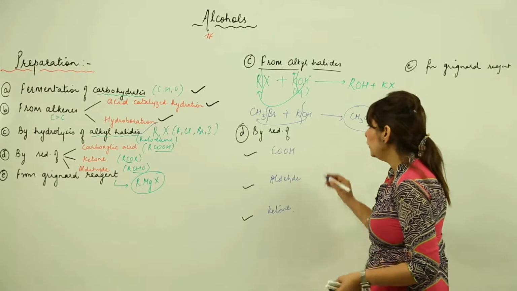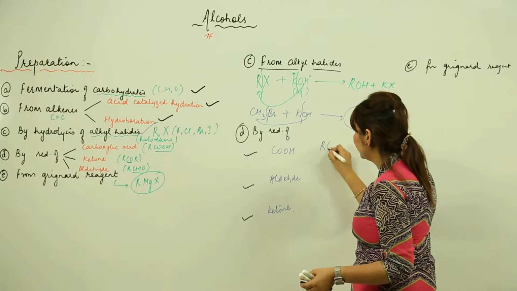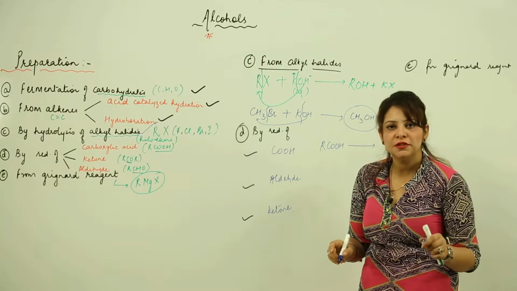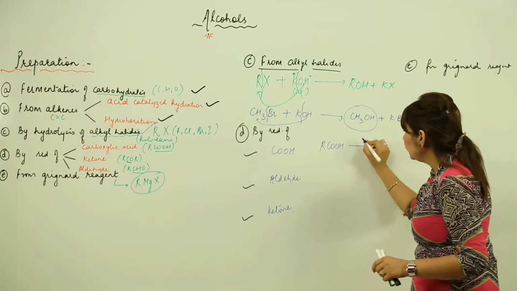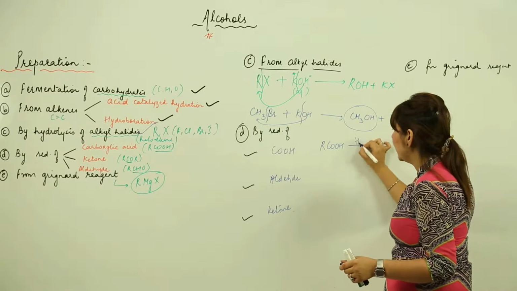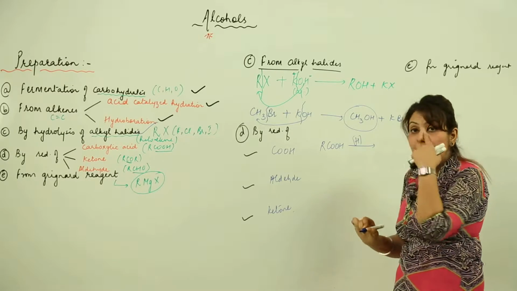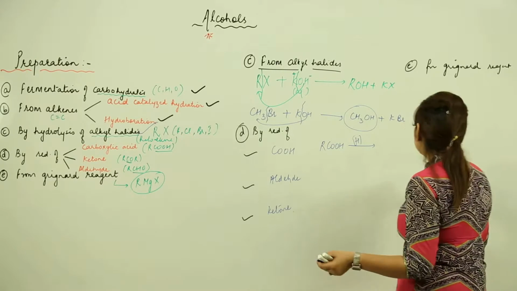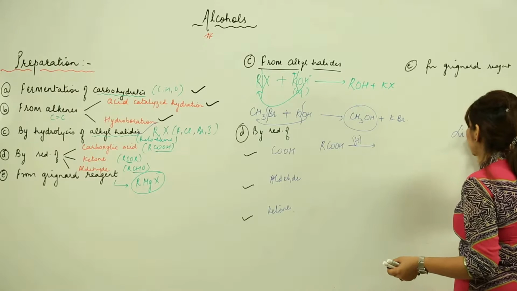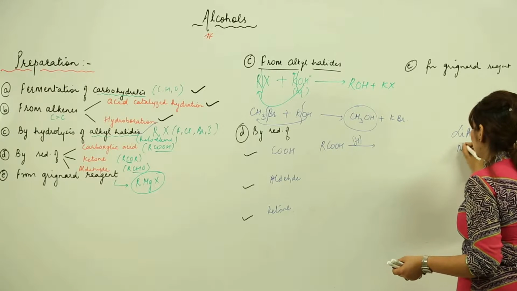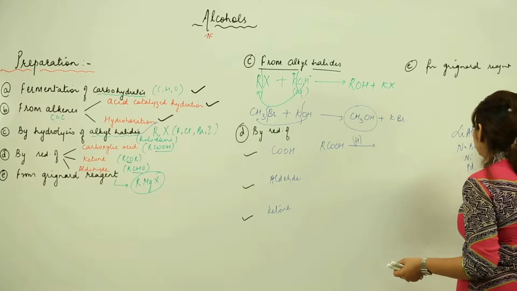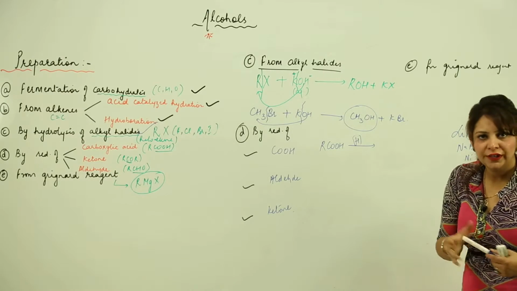So just look at the board. Suppose I have this RCOOH, that means R can be any hydrocarbon chain, any alkyl group, and I am going to do the reduction. So obviously I am going to add the hydrogen. To speed up the reduction, we can make use of a reducing agent. Commonly used reducing agents are lithium aluminium hydride, sodium borohydride, nickel, palladium. So these are the common reducing agents which we can use.